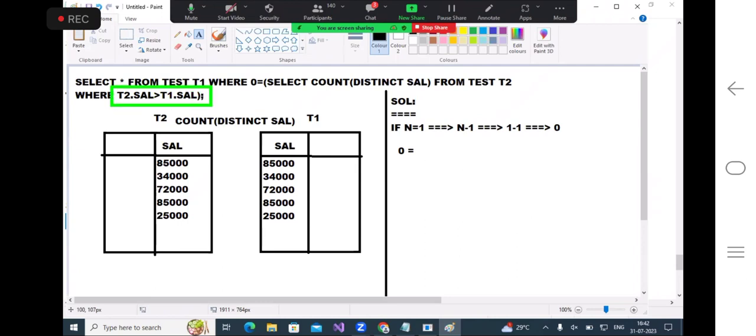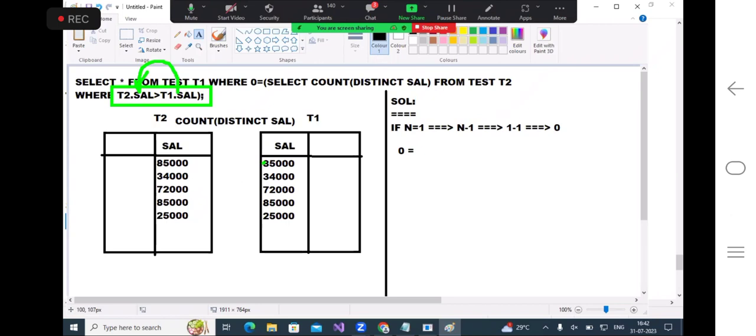In this, T1 is the outer alias and T2 is the inner alias, and the execution will start from the outer to the inner. So how do we compare here? My condition compares T1 greater than T2. The comparison will be T1 to T2, because T1 is the outer query. So as per this, each row of T1 you need to compare, like a self join.